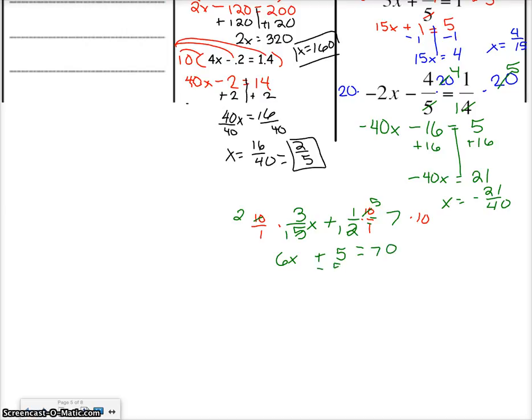Then subtract 5, and you get 6x equals 65. X is 65 over 6.